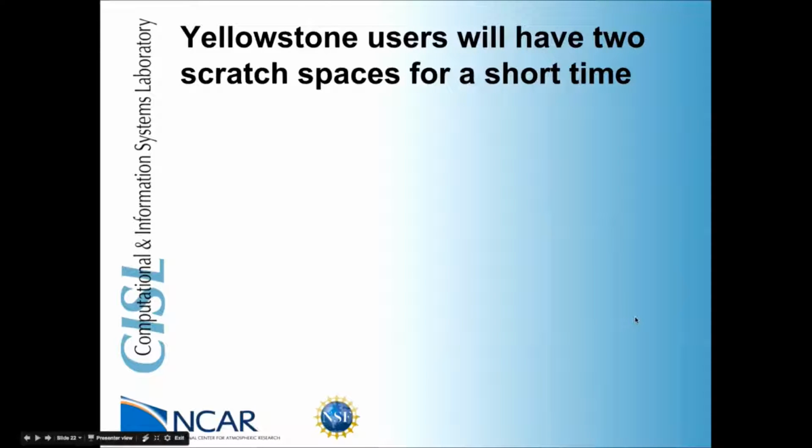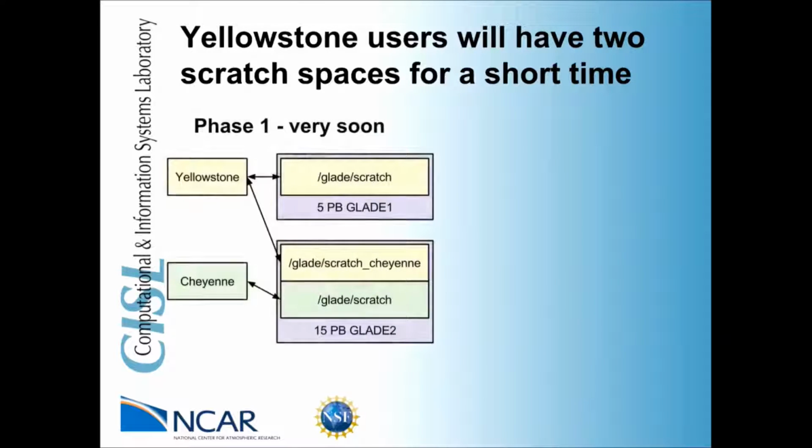Now, if you're running on both systems, you'll have two scratch spaces for a short time, and this is just because of the way that the transition for the Glade file spaces is being done. So phase one will be in place very soon. And during this first phase, if you're running on Yellowstone, you'll actually see two scratch file spaces. You'll see Glade Scratch, which is the one you're used to, and then you'll see Glade Scratch_Cheyenne, and this is the new higher speed Glade 2 spaces.